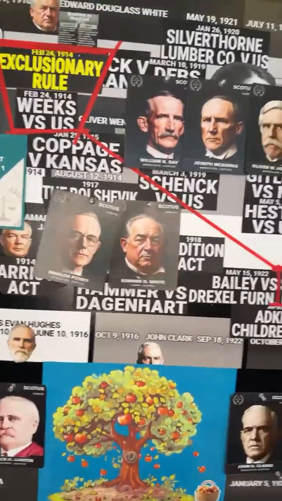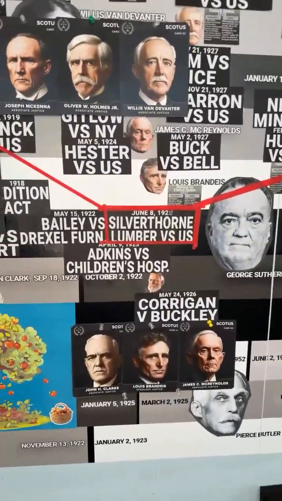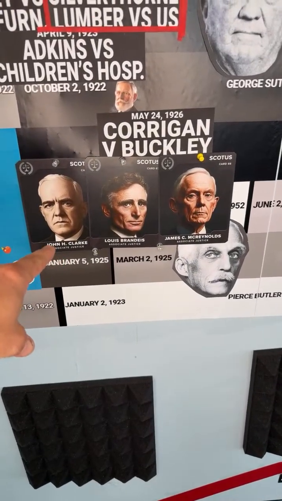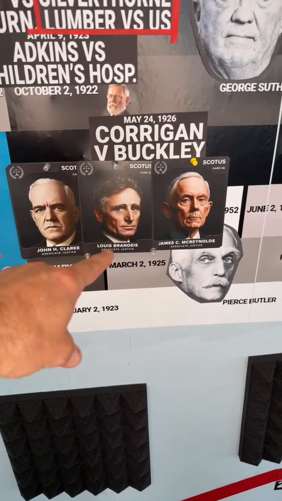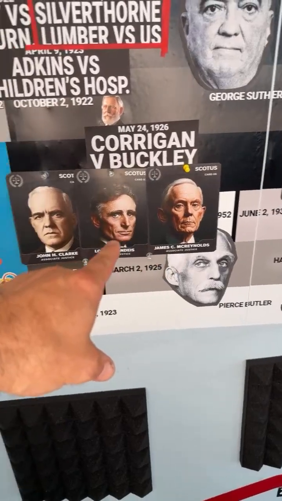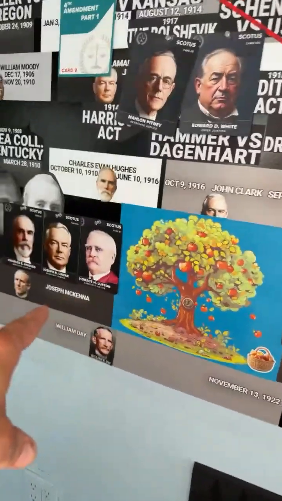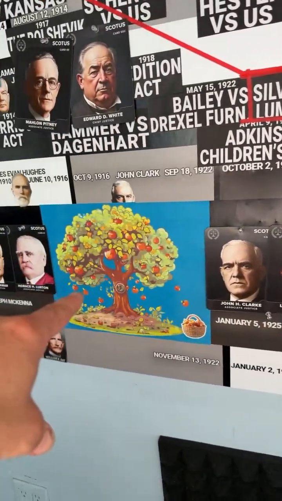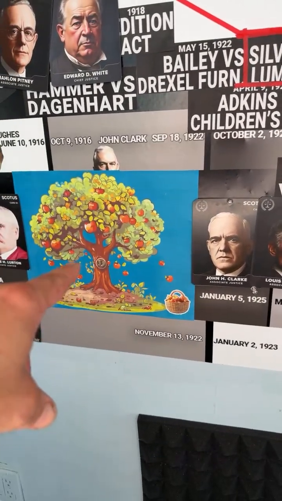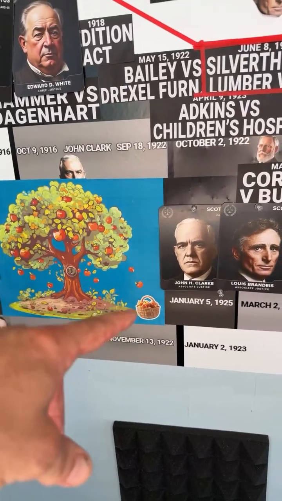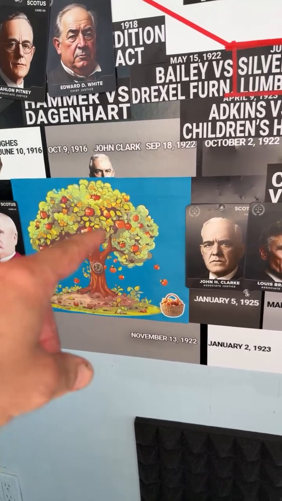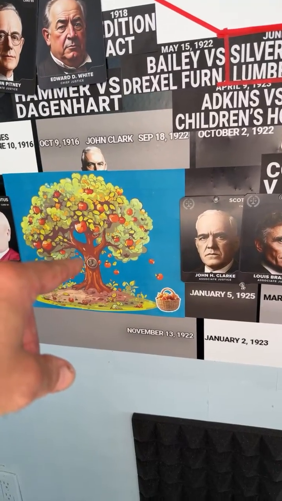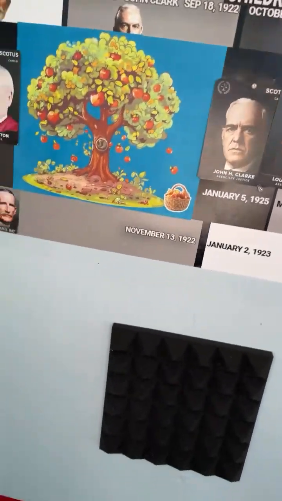Now, in 1920, in the Silverthorne Lumber Company case, those three justices are replaced by John Clark, Louis Brandeis, and James C. McReynolds. These three guys who are different ideologically from these three guys, in Silverthorne Lumber Company, they uphold the idea that you cannot get fruit from the tree of knowledge without a warrant, or the government cannot obtain that evidence illegally. Do you understand? Okay.